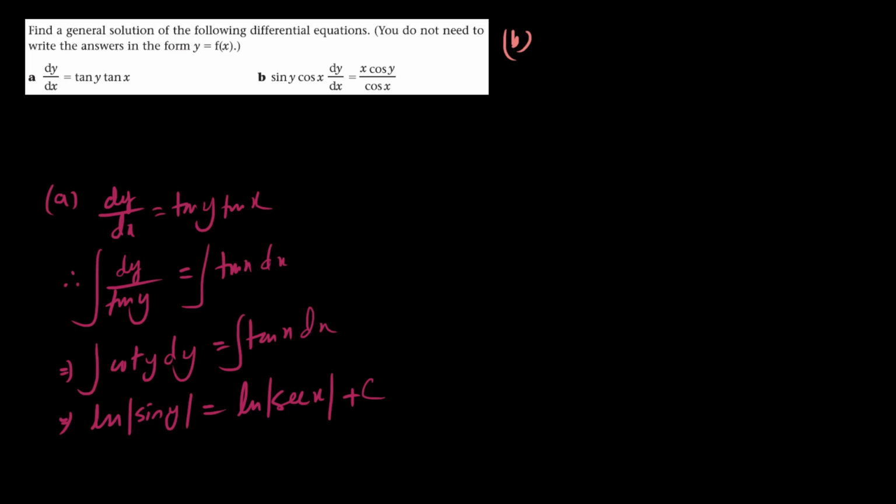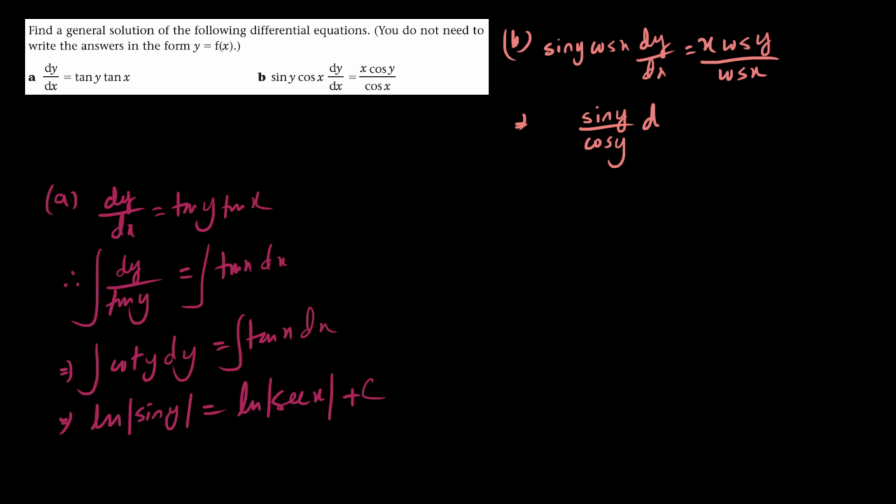question number B. Question number B is sin y cos x dy/dx equals x cos y cos x. This is a bit lengthy. So if we bring all the y on one side, it would be sin y by cos y dy, and if you bring all the x on one side, this will be x by cos squared x dx. So what I have done is I brought all the y on one side and all the x on the other side.